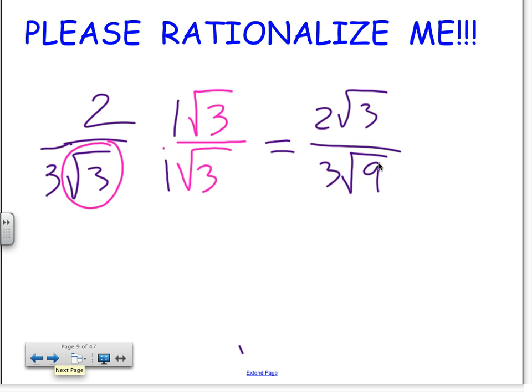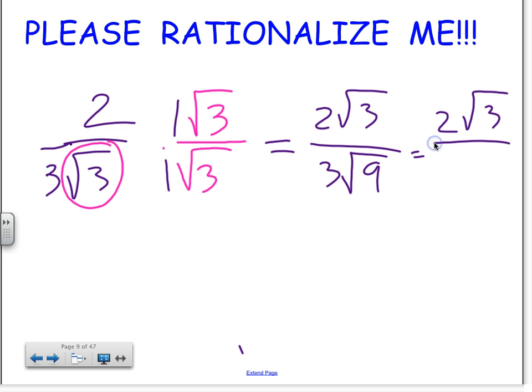Radical 9? What is that? What is this number called? Radicand. But what is 9 specifically? Perfect square. Perfect square means we can always find a perfect root in there. What's the perfect root here for 9? 3. So that means what can we take outside? The 3.